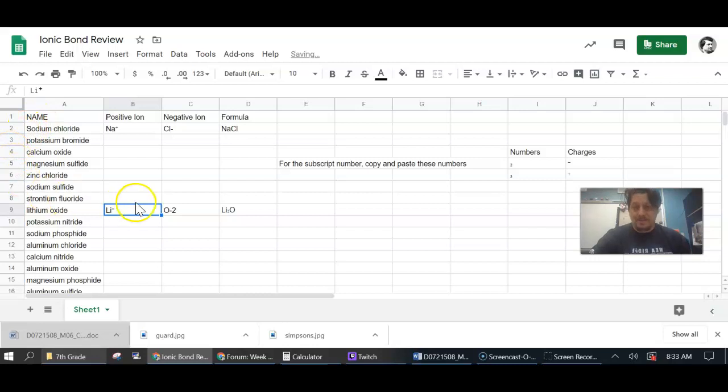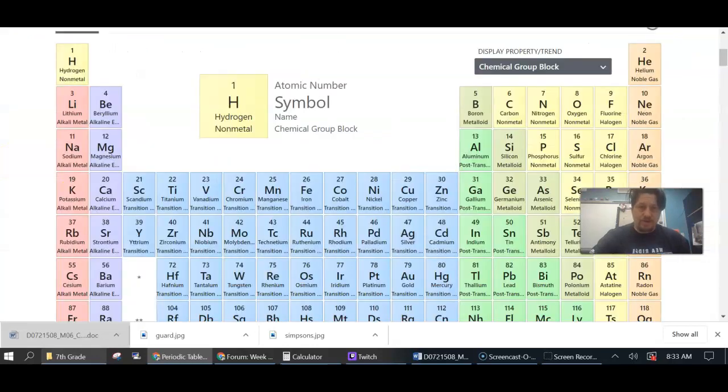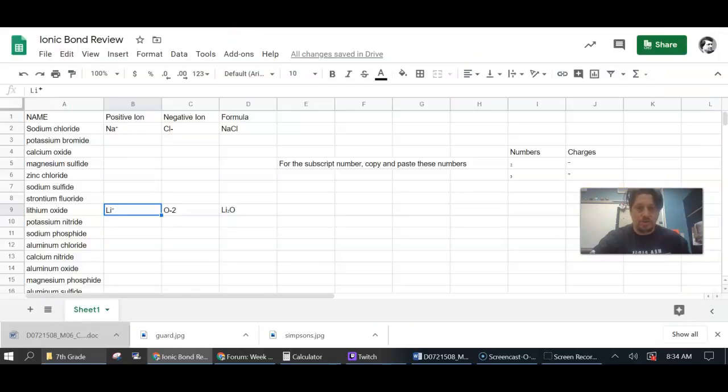Next is oxygen. We'll find oxygen in our periodic table. Oxygen is over here in group 16. That means it's going to need 2 electrons to get to 8. So it's going to gain 2 electrons. That means it's going to have a negative 2 charge. I wrote that wrong on this one. Type in O for the oxygen.